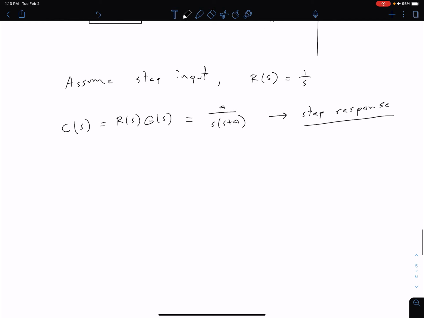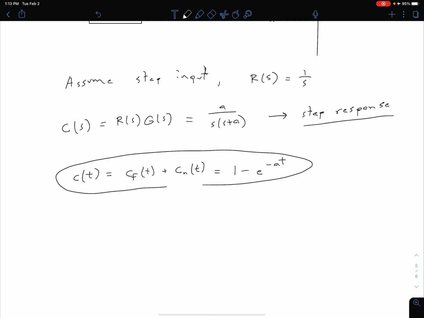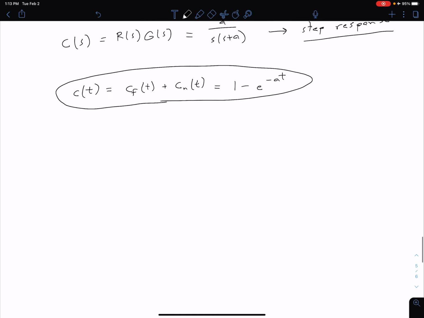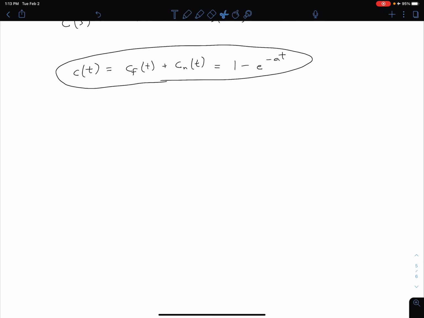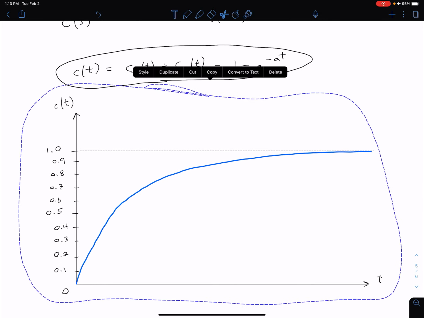And if we were to solve for that, what we get is our c(t), our step response, is equal to our forced part, c_f(t), plus our natural part, c_n(t). And it turns out that that is equal to 1 minus e to the minus a t. So we get something that looks like this for our step response. So we can plot that. So if we plot that, we have something that looks like this.